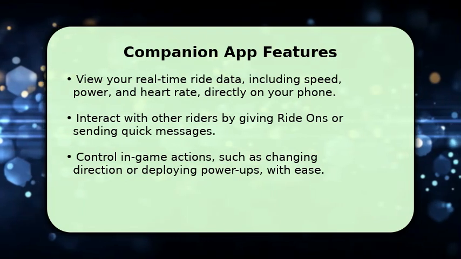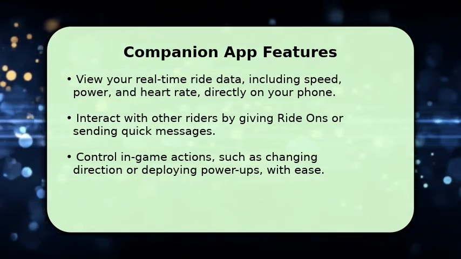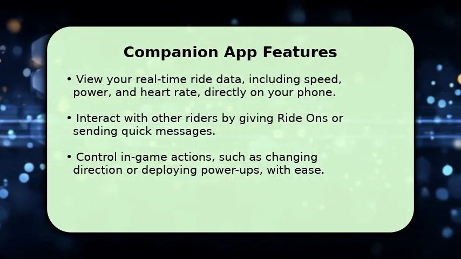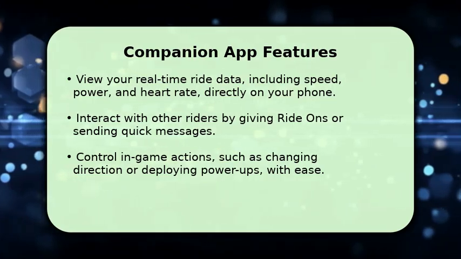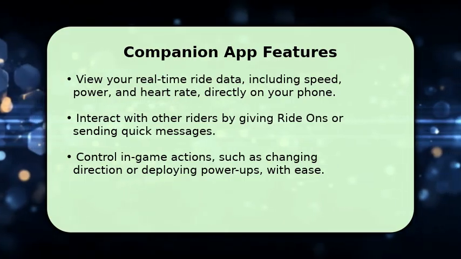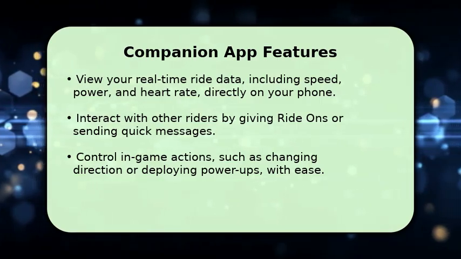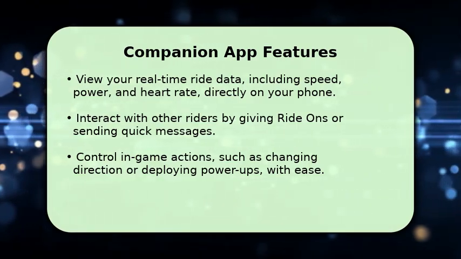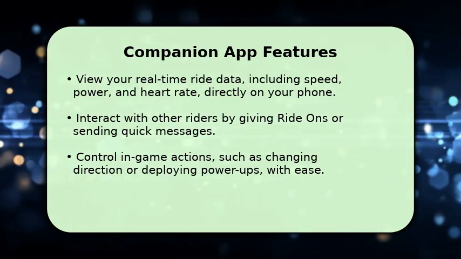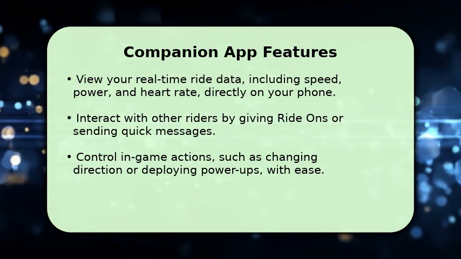The Zwift companion app offers a wealth of features to enrich your virtual cycling or running experience. You can view all your critical ride data, like speed, power output, and heart rate, right on your phone screen. It also allows you to interact with fellow Zwifters by giving ride-ons or sending messages. Furthermore, you can control various in-game actions, such as using power-ups or navigating menus, all from the convenience of your mobile device. It truly puts the world of Watopia in your hand.